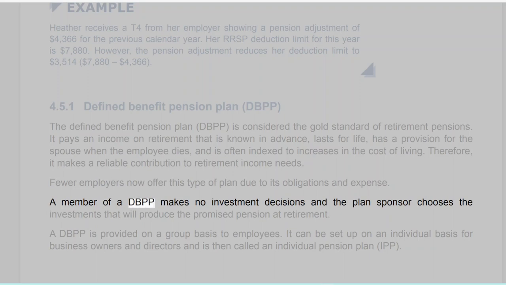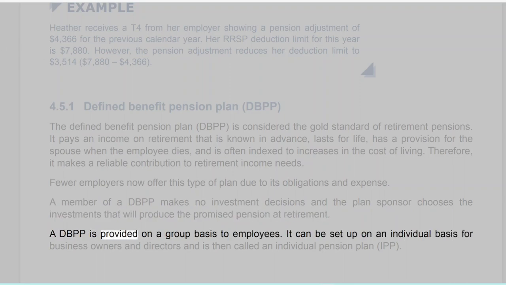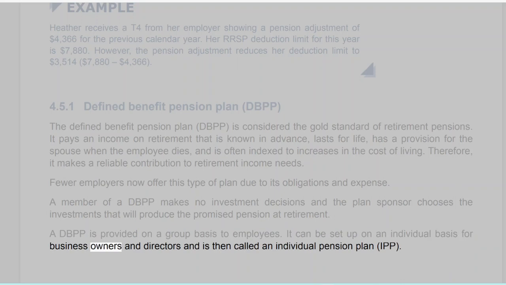A member of a DBPP makes no investment decisions, and the plan sponsor chooses the investments that will produce the promised pension at retirement. A DBPP is provided on a group basis to employees. It can be set up on an individual basis for business owners and directors, and is then called an individual pension plan, IPP.